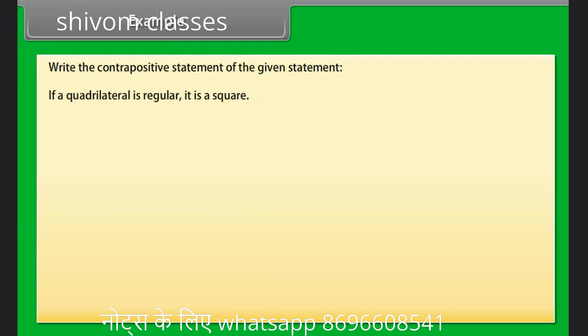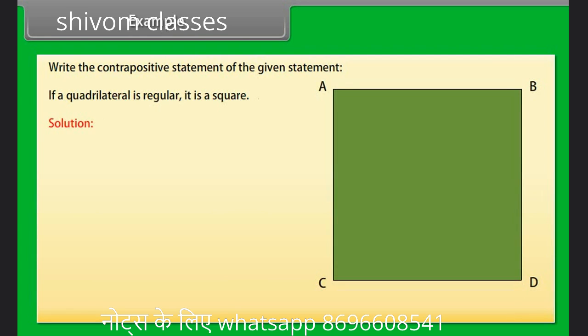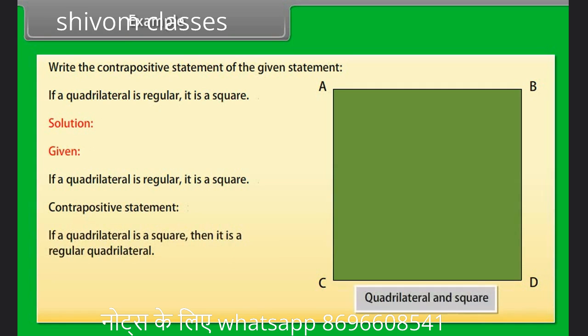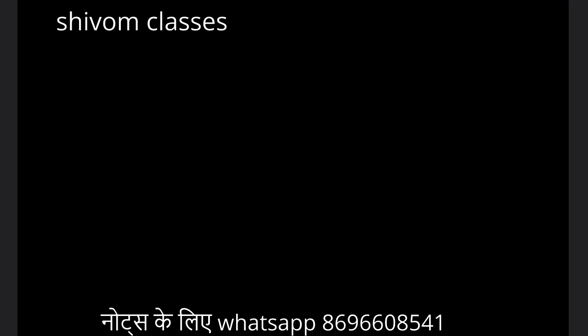Example. Write the contrapositive statement of the given statement. If a quadrilateral is regular, then it is a square. Solution. Given: if a quadrilateral is regular, it is a square. Contrapositive statement: if a quadrilateral is a square, then it is a regular quadrilateral.